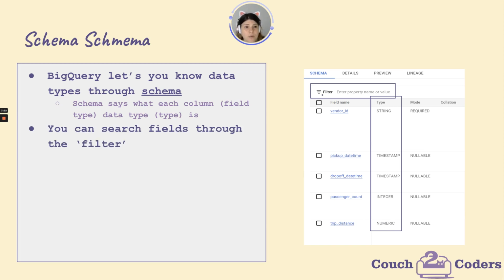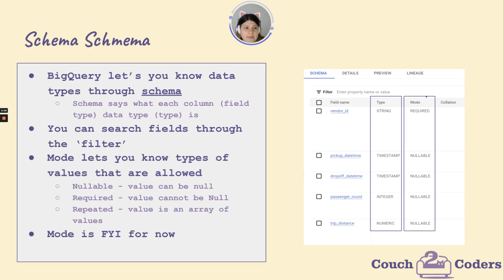Within the schema, we can also use this filter function here. So if you have a lot of columns and you just want to say, hey, do you have something called X? You can just type in what you think that column might be, and BigQuery will populate any columns that have those matching keywords.